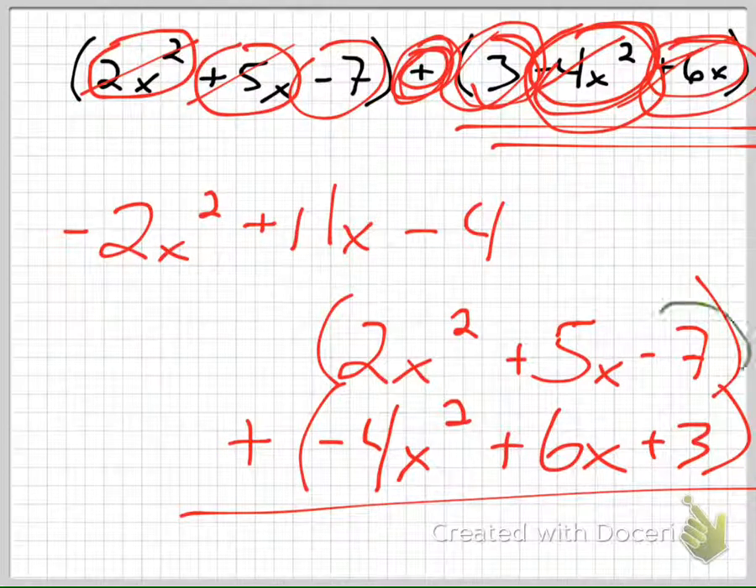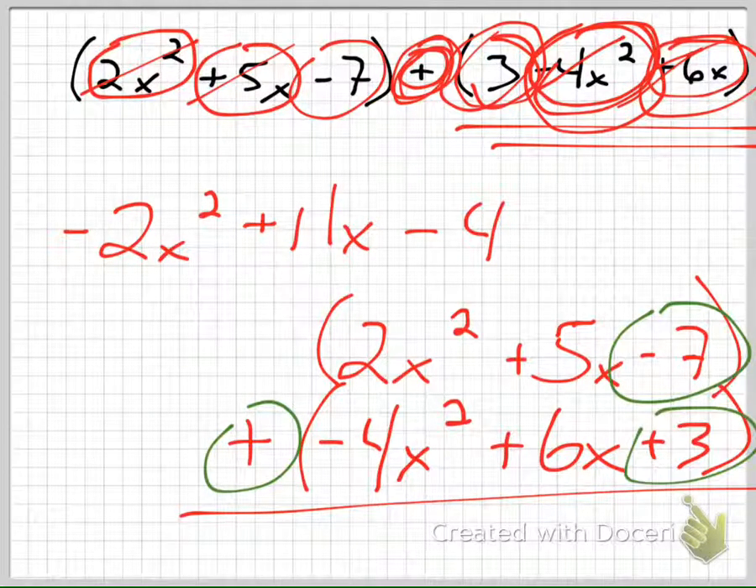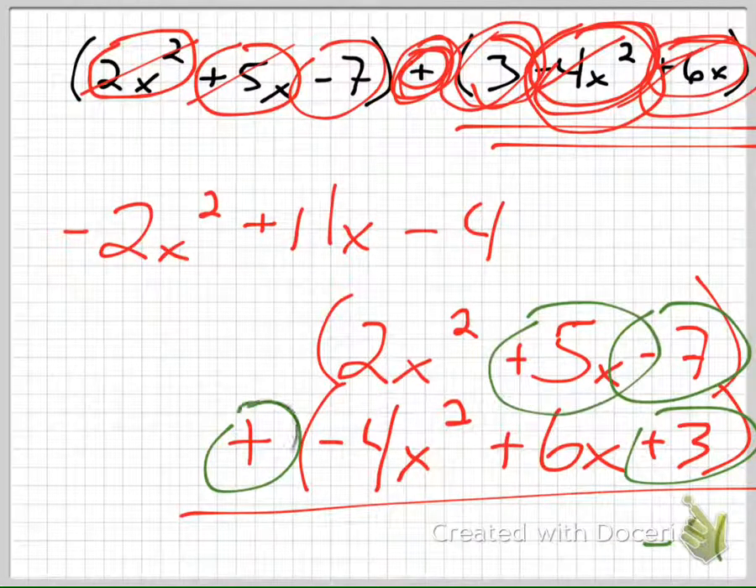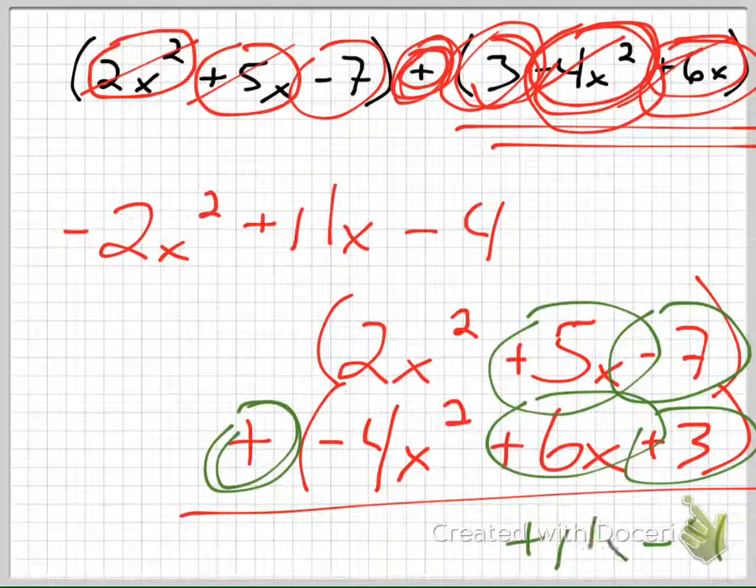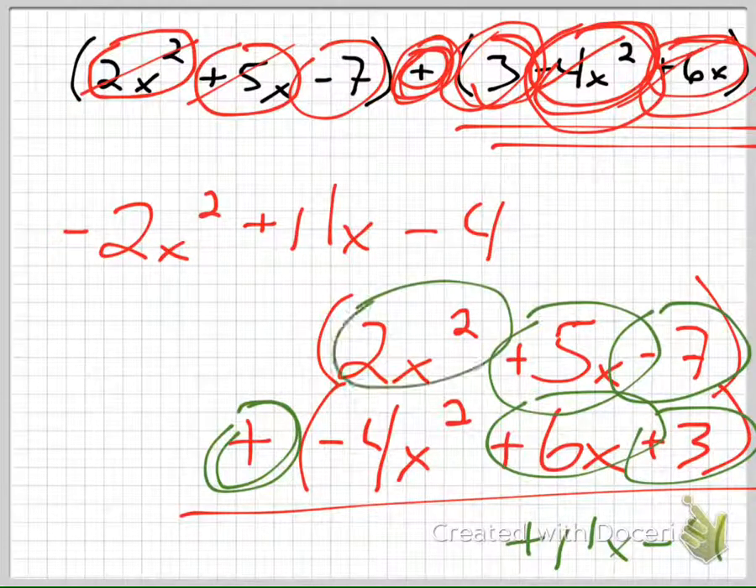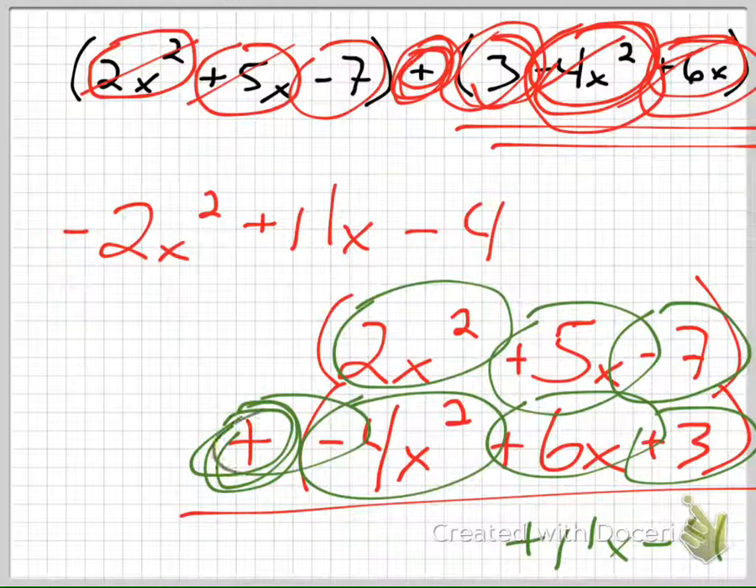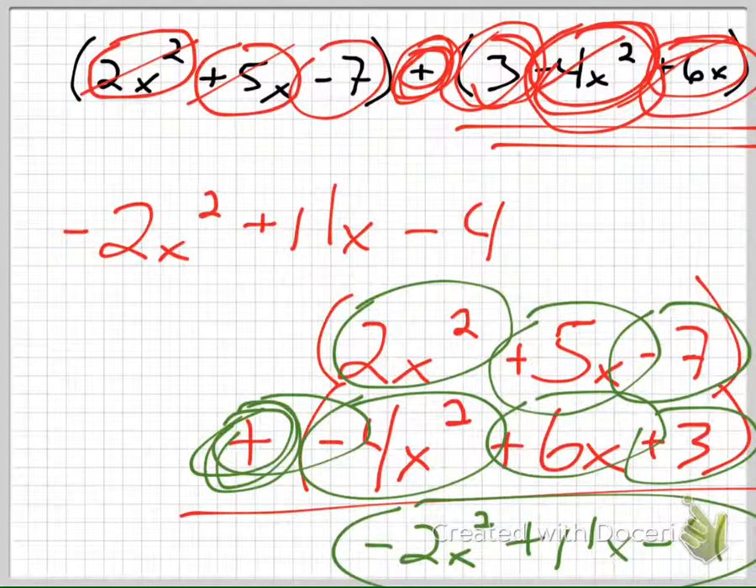So I'm going to go, okay, what is negative 7 plus a positive 3? What is that? Negative 4. What is 5x plus a positive 6x? Plus 11x. What is 2x squared plus a negative? Ooh, plus negative means minus. 2x squared minus 4x squared, negative 2x squared. There, I'm done. Look, same answer. You see what I'm talking about? Two ways of doing it. Same answer. Does that all make sense?